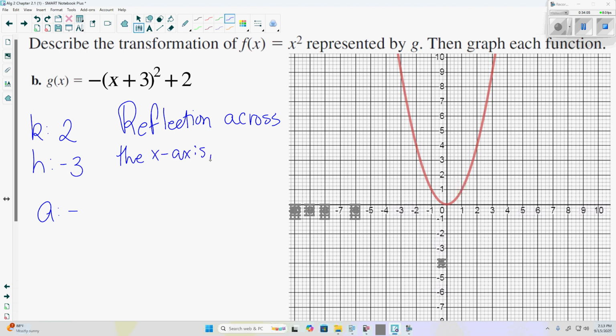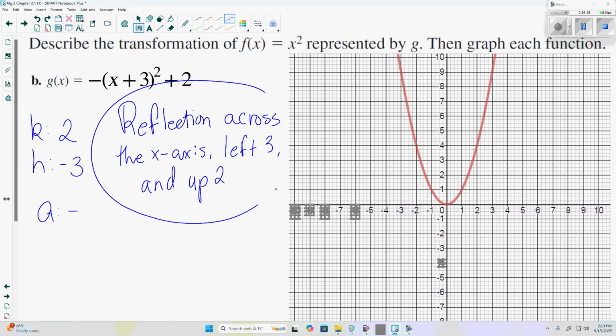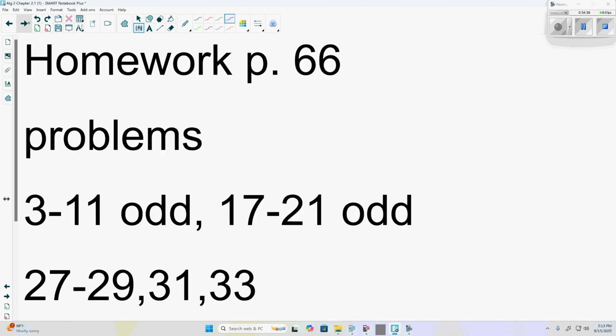The h value of 3 tells us we move left 3, and k tells us we move up 2. So it's a reflection across the x-axis, left 3 and up 2. Questions on this here? Okay. Now the only other thing we have left to do with 2.1 is to apply transformations to a function. And we're going to do those tomorrow.